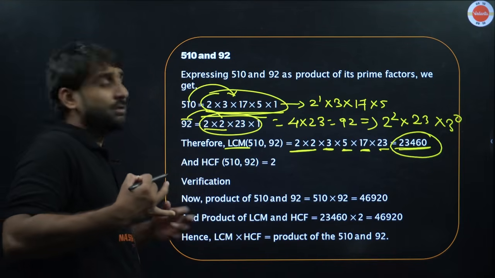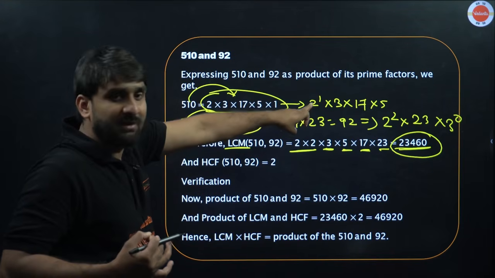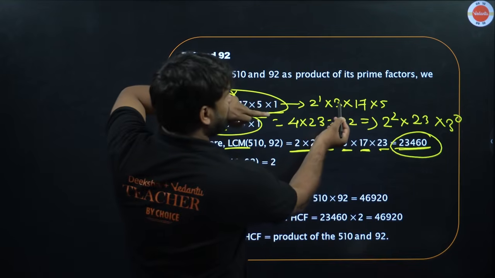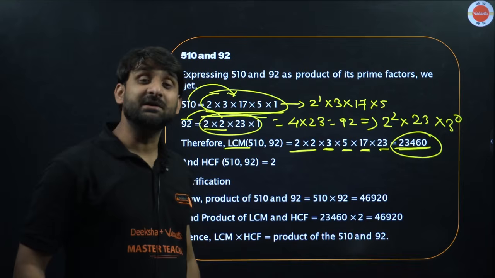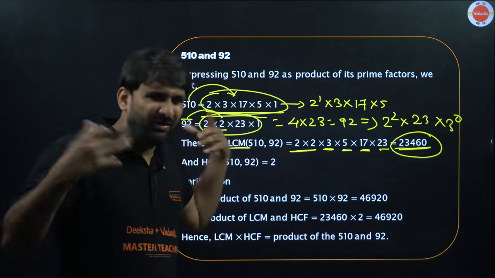And for HCF, what do we take, my dear? The lowest power. So the lowest power means 2 to power 1 will be there. Now 3 is here, but 3 to power 0 is here. So which will be considered? 3 to power 0, so we can ignore it.